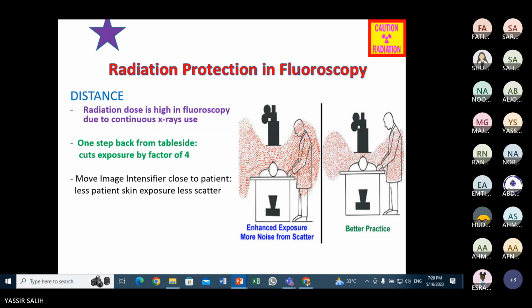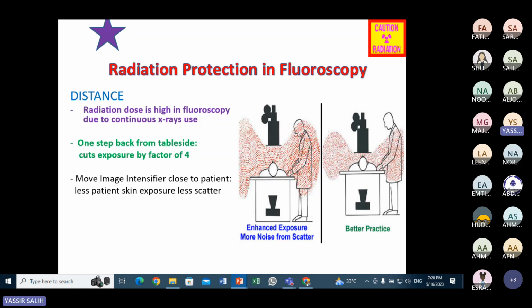As low as reasonably achievable. What are these principles used for? Avoid the radiation, if there is no indication, avoid radiation. So it is for radiation protection or radiation safety.